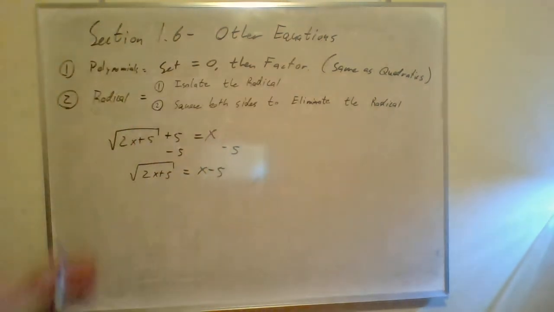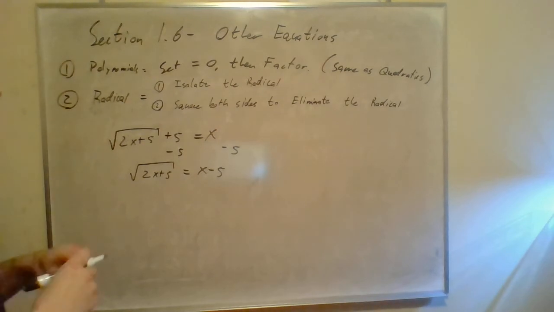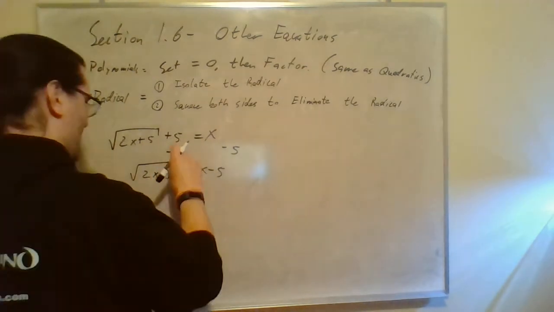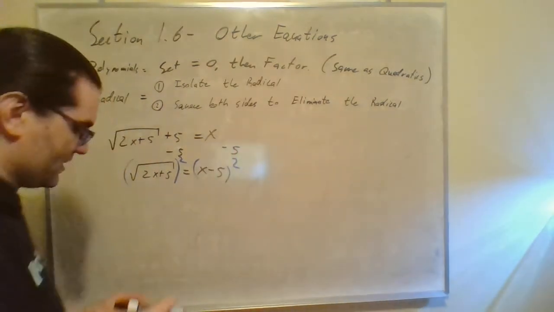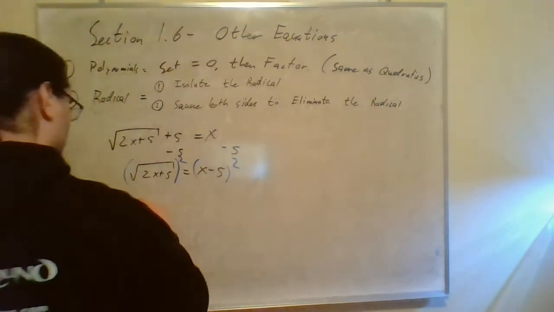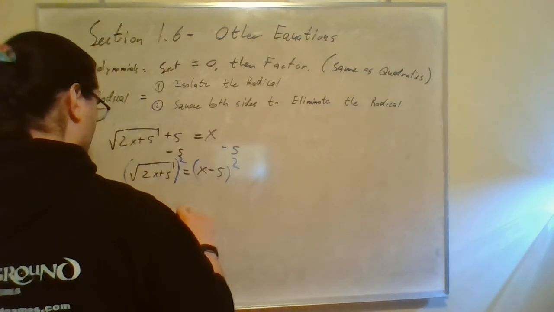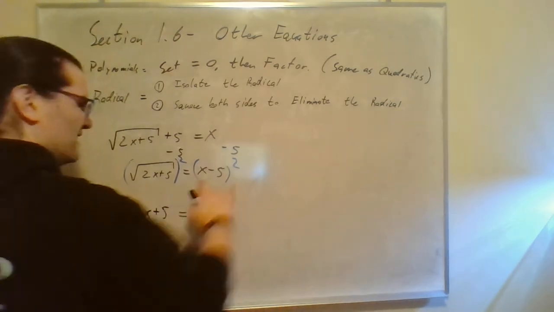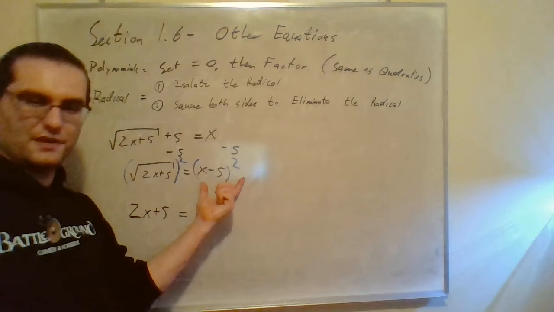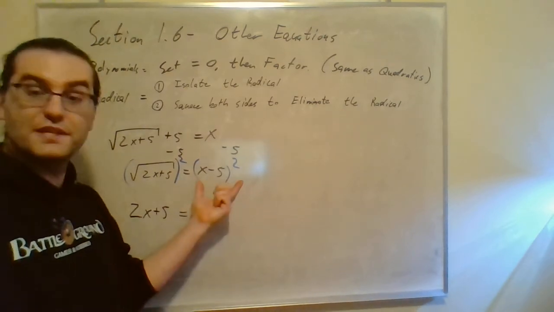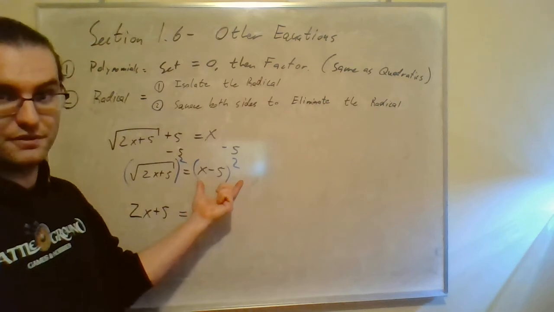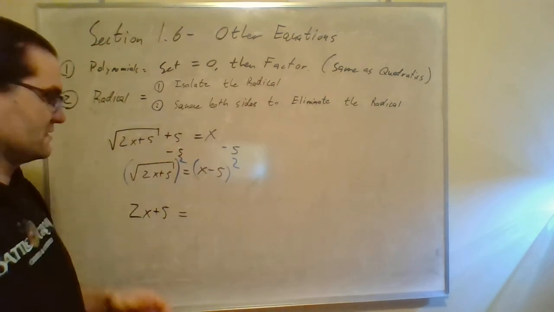Once you have an equation like this, now the radical is by itself. Now, squaring both sides of the equation will, in fact, eliminate this radical. We'll just have a 2x plus 5 equals... No, you have to FOIL this part instead. So we still have to FOIL something, but this is much easier to FOIL than this is.